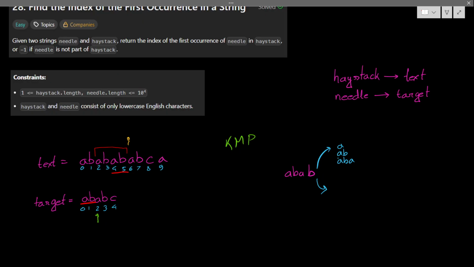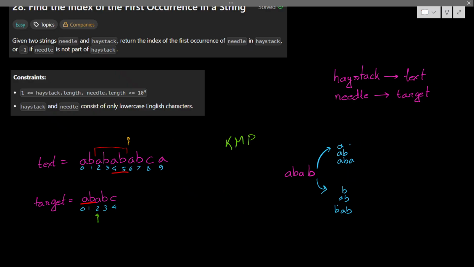What are the suffixes in this case? Suffixes are A, BA, and BAB. The entire string is not considered a prefix or suffix in this case. So I cannot consider the entire string as a prefix or suffix. Okay, so this AB and AB are the same.